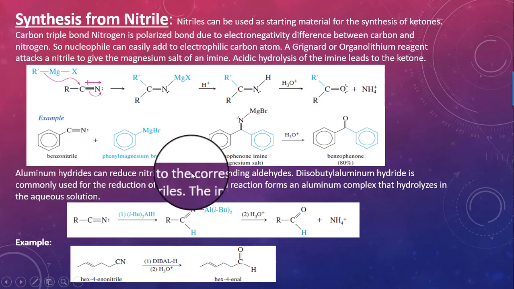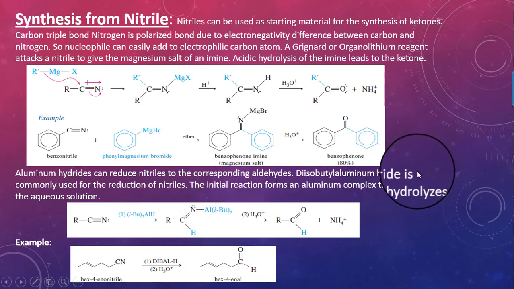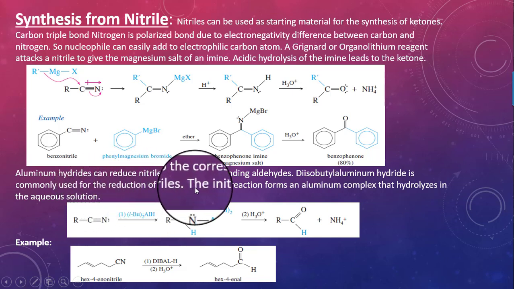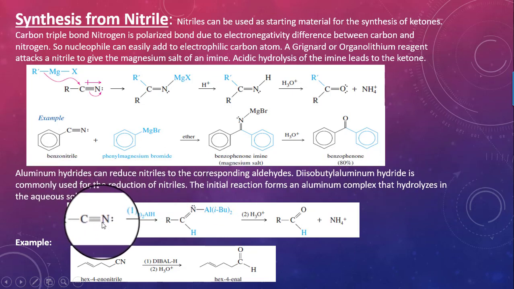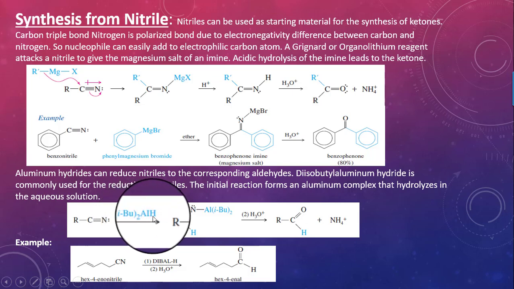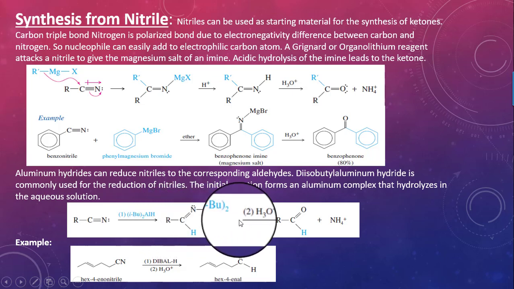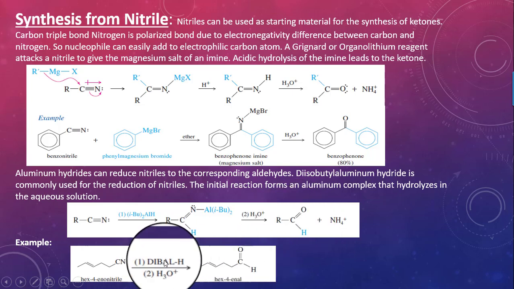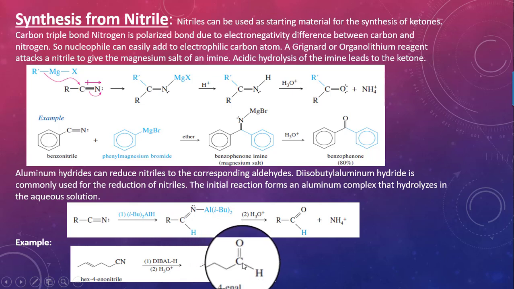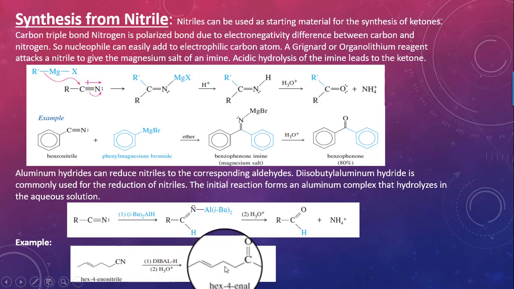Aluminium hydride can reduce nitrile to the corresponding aldehydes. Diisobutyl aluminium hydride is commonly used for the reduction of nitrile. The initial reaction forms an aluminium complex that hydrolyzes in aqueous solution. Nitrile on reaction with diisobutyl aluminium hydride leads to the formation of an aluminium complex of iminium salt, and this on acidic hydrolysis leads to the formation of aldehyde. Another example is shown in which a cyanide is being reduced to aldehyde in the presence of diisobutyl aluminium hydride in acidic medium.